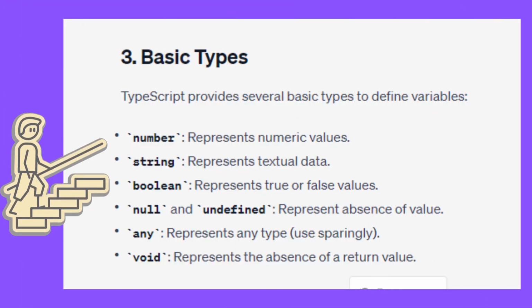3. Basic types. TypeScript provides several basic types to define variables. Number represents numeric values. String represents textual data. Boolean represents true or false values. Null and undefined represent absence of value. Any represents any type, used sparingly. Void represents the absence of a return value.